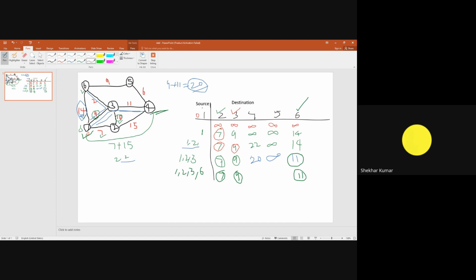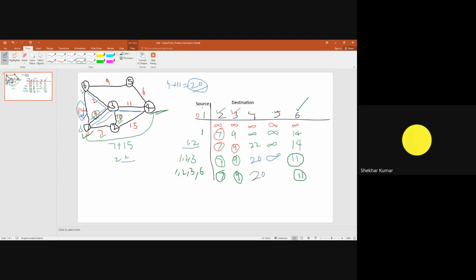Here, the minimum cost is 20. By traveling from 1 to 3 and 3 to 4, the cost is 20. By traveling 1 to 2 and 2 to 4, the cost is 22. Is there any other path? No, there is not any other path. So I will select this 20.